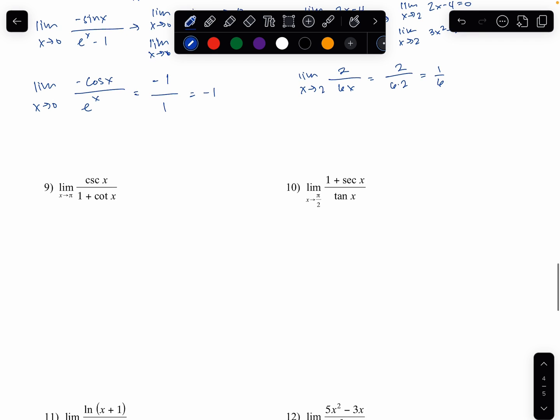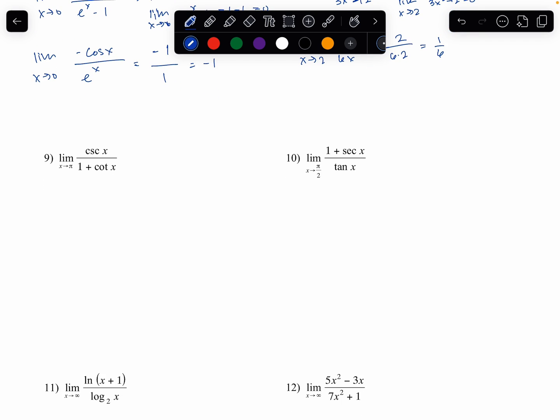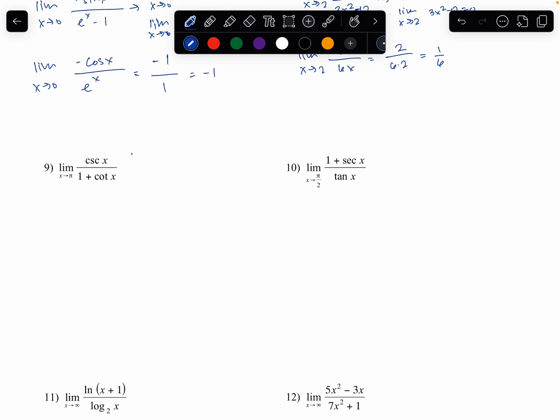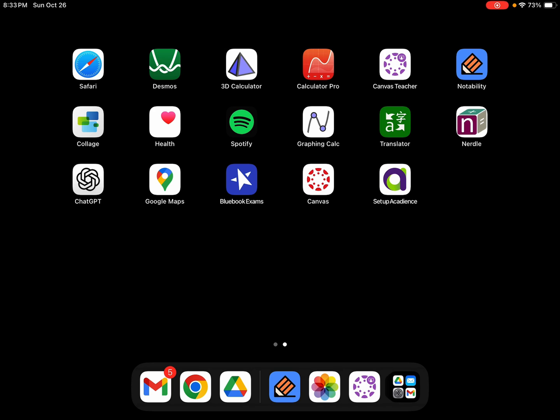All right, number 9. Okay, so we've got some cosecants and cotangents in here. The limit as x approaches pi of cosecant of x. I'll be honest, I don't expect people to really know this, but if you do remember the graph of cosecant of x, I'll just use Desmos to illustrate this right here.